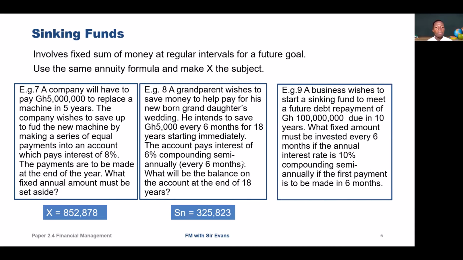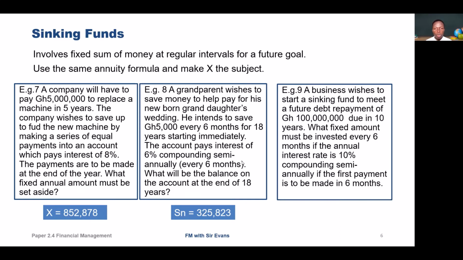A third question: a business wishes to start a sinking fund to meet a future debt repayment of 100 million due in 10 years. What fixed amount must be invested every 6 months if the annual interest rate is 10%, compounding semi-annually, if the first payment is to be made in 6 months? So this is an ordinary annuity. The amount we are expecting at the end of the whole period is 100 million. So what we'll be looking for is the fixed amount to be invested every 6 months.